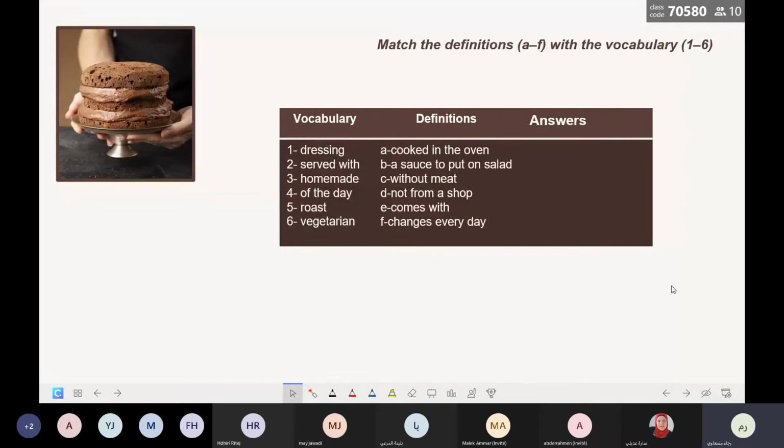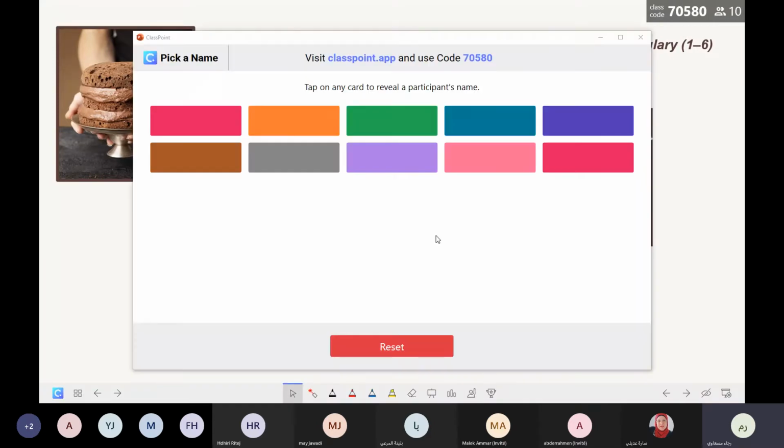Okay, so I repeat the words. You have dressing, served with, homemade, of the day, roast, vegetarian, cooked in the oven, a sauce to put on salad, without meat, not from a shop, comes with, changes every day. So I would like to choose some of the participants.